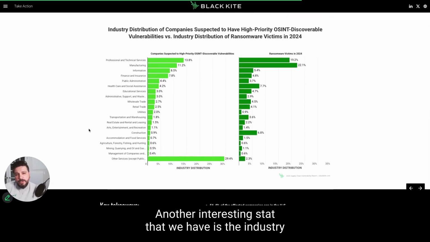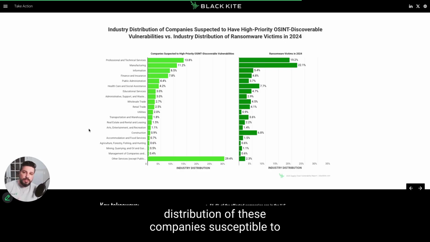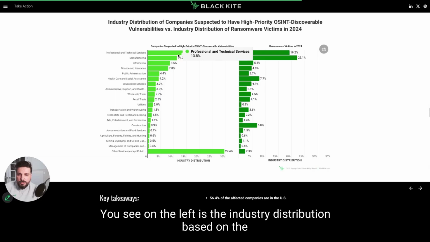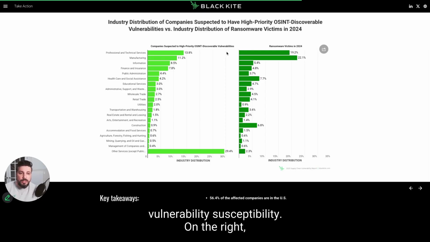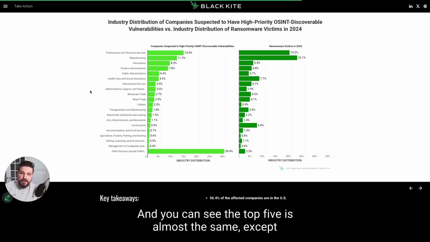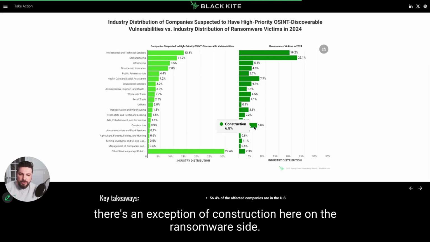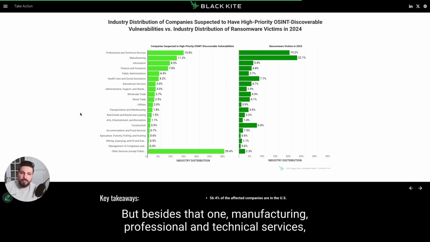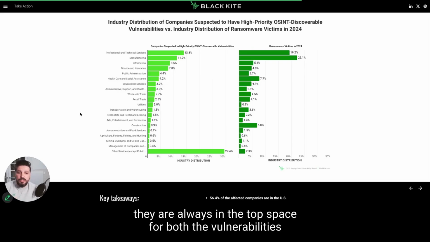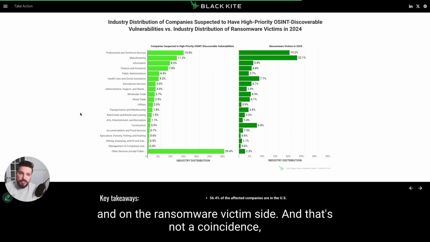Another interesting stat that we have is the industry distribution of these companies susceptible to high priority OSINT discoverable vulnerabilities. You see on the left is the industry distribution based on this vulnerability susceptibility. On the right, you see the ransomware victims in 2024. And you can see the top 5 is almost the same, except there's an exception of construction on the ransomware side. But besides that one, manufacturing, professional and technical services, healthcare, finance and information, they are always in the top spots for both the vulnerabilities and on the ransomware victim side. And that's not a coincidence, right?